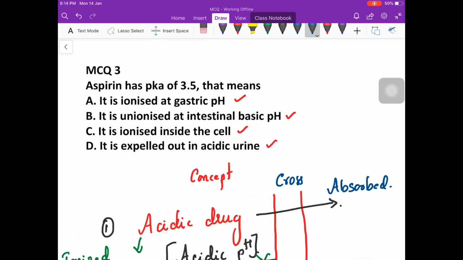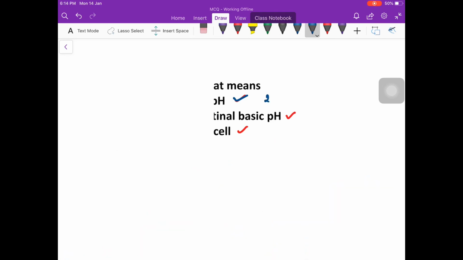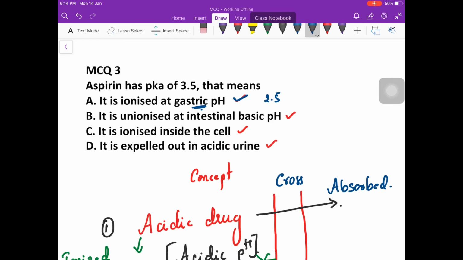Now, it is ionized at gastric pH. Is it true? At gastric pH, which will be around 1.5 to 2.5, the drug will be unionized. Now, it is unionized at intestinal basic pH. Remember, aspirin is an acidic drug, intestinal pH is basic, so here it will be ionized. So this is also not the right option.